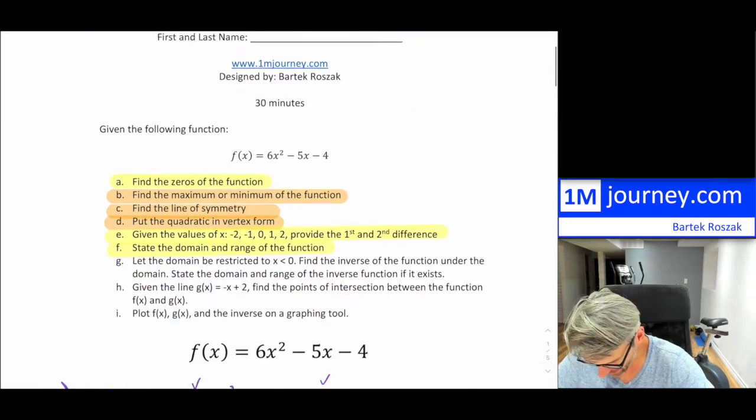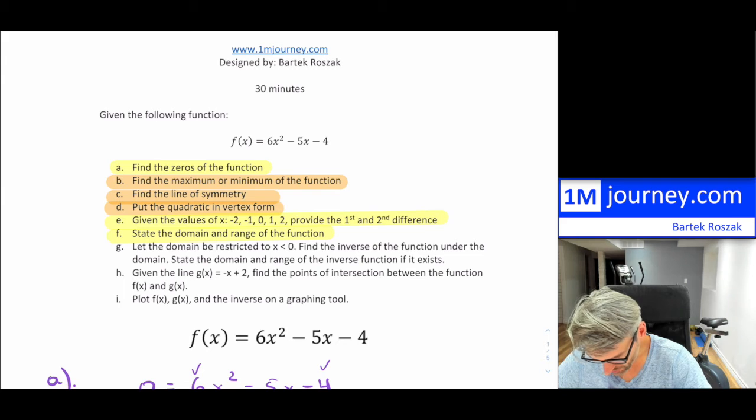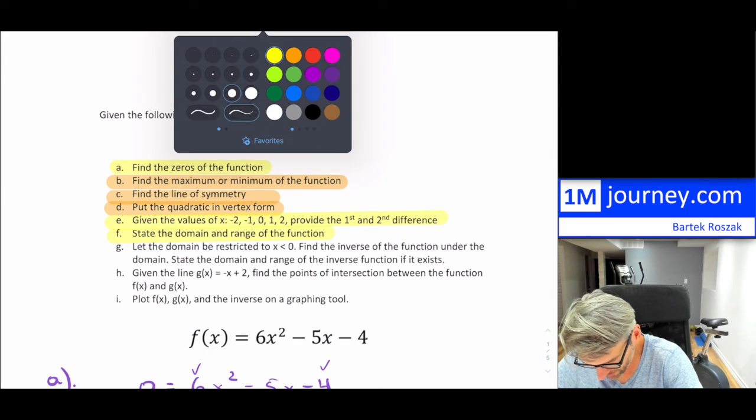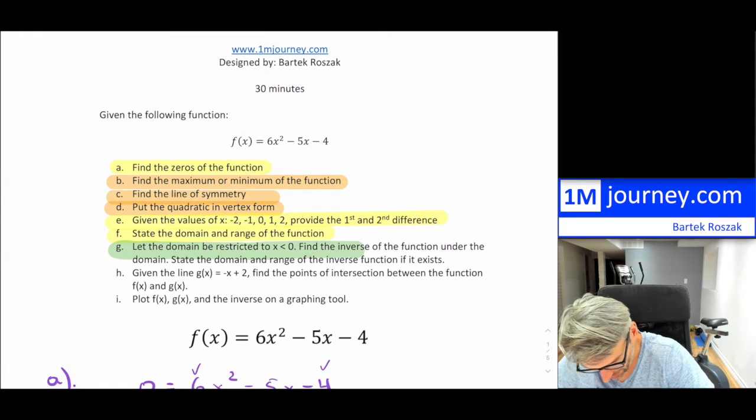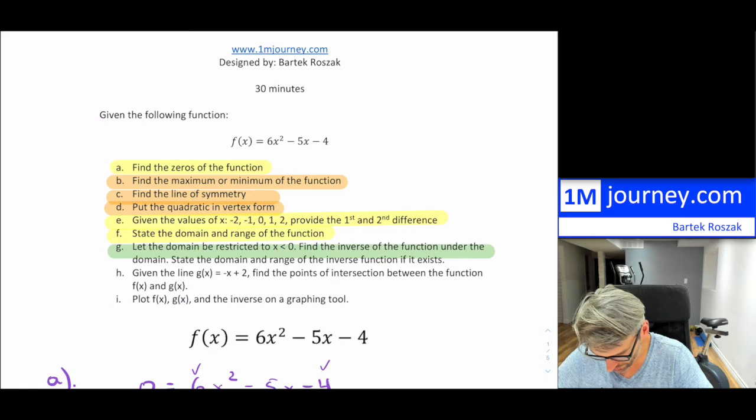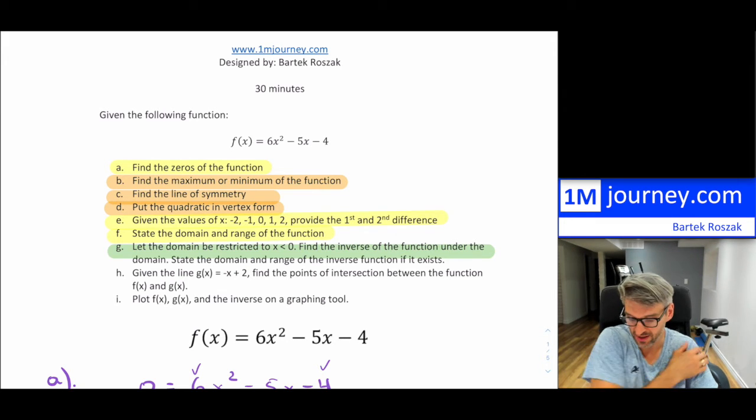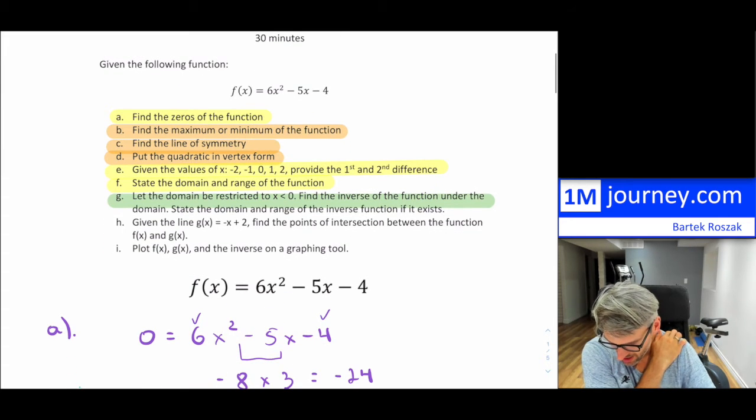Okay, what else do they ask? So we have, let the domain be restricted. Okay, so now they're restricting the domain for us, and so that's this right here. And it's restricted to x less than 0. Find the inverse of the function under the domain, and then state the domain and range of the inverse function if it exists. Now, of course, for quadratics, we have to be careful. So we have to see if an inverse function actually exists for x less than 0.